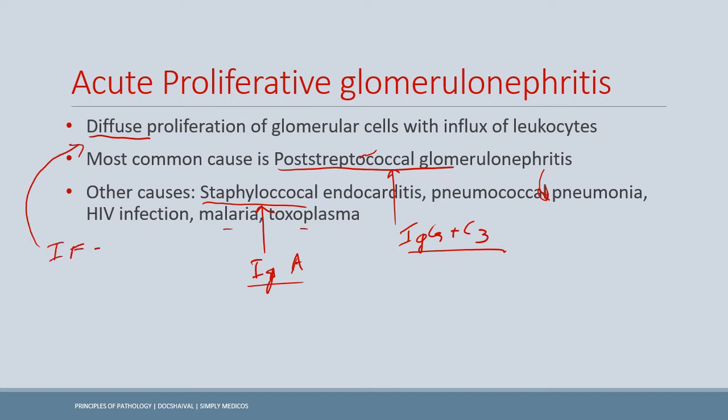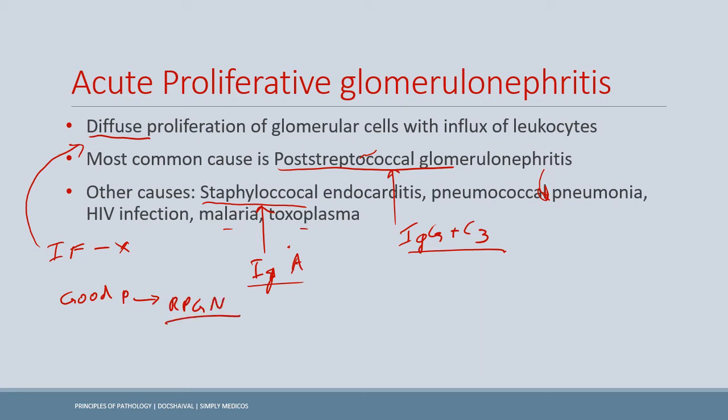Okay, don't confuse it with that, because the diffuse pattern of immunofluorescence is seen in Goodpasture syndrome. That's an antibody mediated syndrome, and it presents as RPGN, rapidly progressive glomerulonephritis.